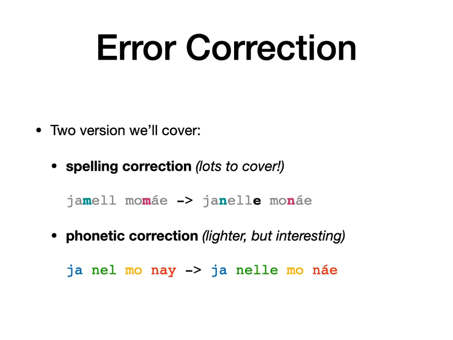So the two versions we'll cover. I'll tell you right now, spelling correction has a lot of interesting steps, all computational in nature, that we'll talk about. To convert something like Jamel Monet into Janelle Monet, right? Or phonetic correction, which is a little lighter, but still interesting to talk about. So Janelle Monet becomes Janelle Monet, right? So let's talk about each of these in turn.